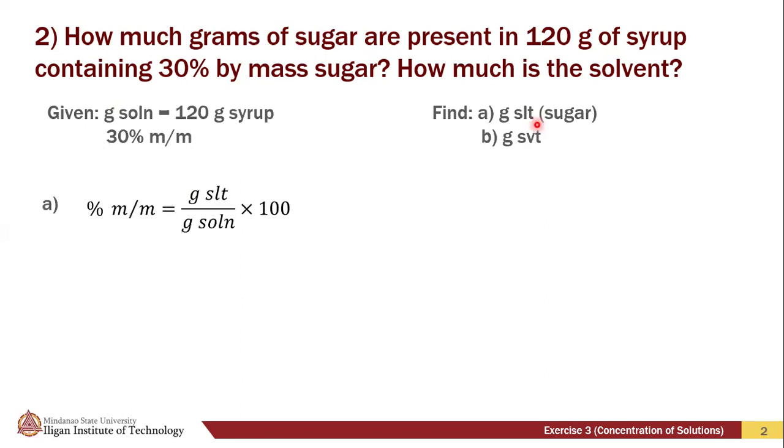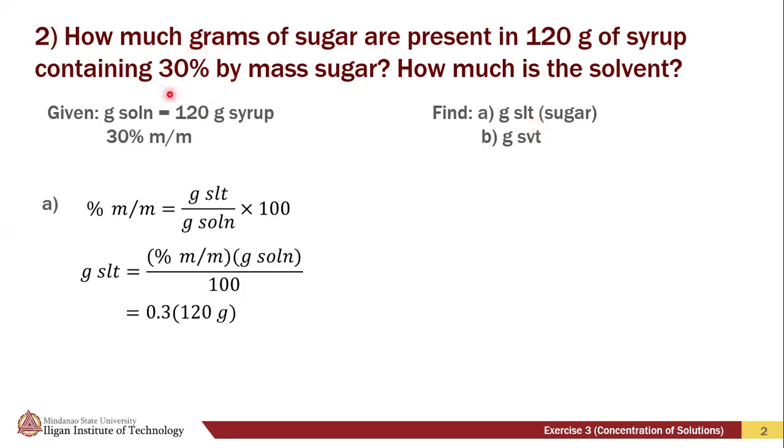So the formula that we'll be using is still percent by mass. And we just have to manipulate the equation for us to isolate the gram solute. Thus, we can now solve for the amount of the solute. You have 0.3, 30% changed into its decimal form, multiplied by the gram solution, 120 grams, and we'll get grams of the solute, which is 36 grams of sugar.